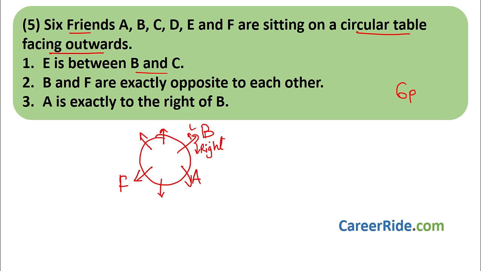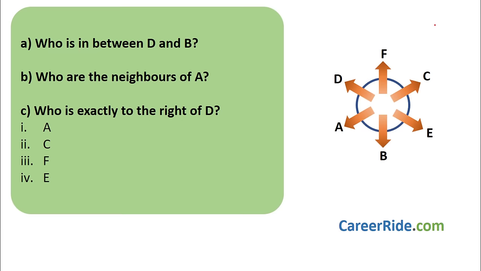Now, move to the first sentence. E is between B and C. Now between B and C, E should be there. So if B is here, C is here, E should be over here. So C and E cannot be over here, but here it is possible. If B is here, C is here, E can be here because there is a vacant place, correct? Now which one person is remaining? D is remaining. This is the seating arrangement. Let's move on to the questions. Again, a nice diagram of my seating arrangement to encourage us.